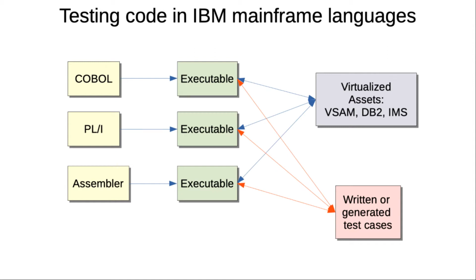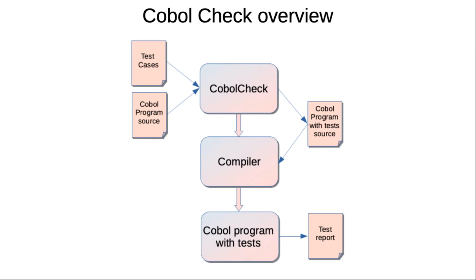What we really want is to be able to exercise individual Cobol paragraphs in isolation. To achieve this, Cobol Check operates as a preprocessor. The preprocessor interprets test cases written in a testing DSL that resembles Cobol and makes a copy of the program to be tested, injecting test code into the copy. Then the copy is compiled using any Cobol compiler. The copy of the program containing the test code is executed, and the injected test code outputs the test results.